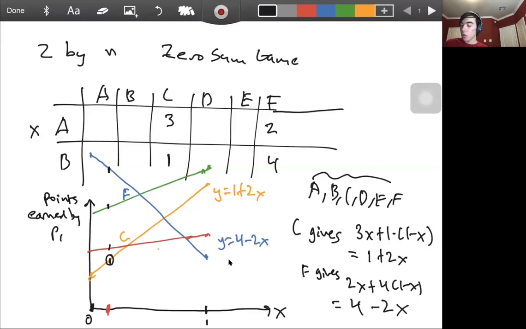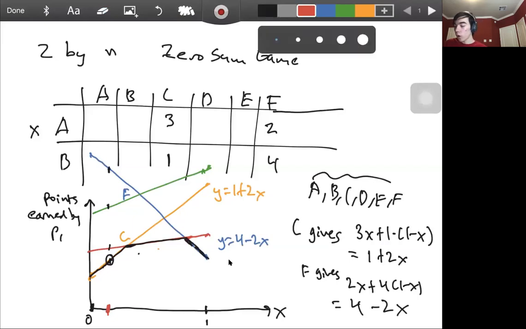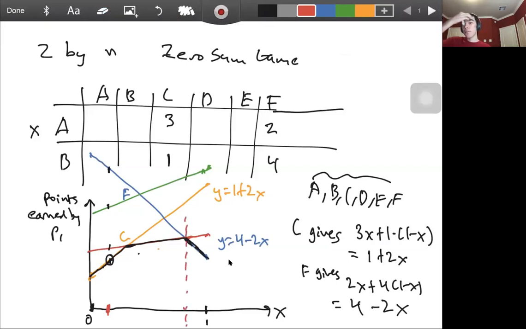So it turns out that the only parts of these lines that we actually care about is what I overlined with black here. No matter what player 1 chooses as the X value, player 2 will choose a point on this black line. So that means that player 1 would want to choose this x value here because it gives you the highest points on this black bottom line. So this tells us what the x value is.